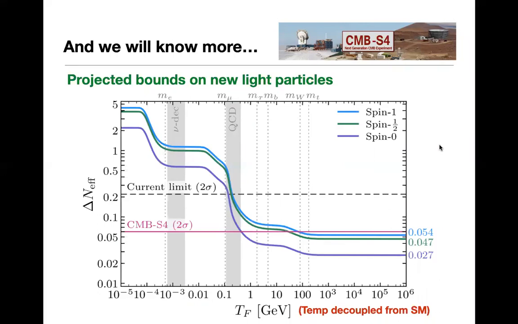In addition to that, we also have the bounds on N_eff. So the light degrees of freedom that are present in the early universe. So this plot is showing the projection that CMB-S4 will see.